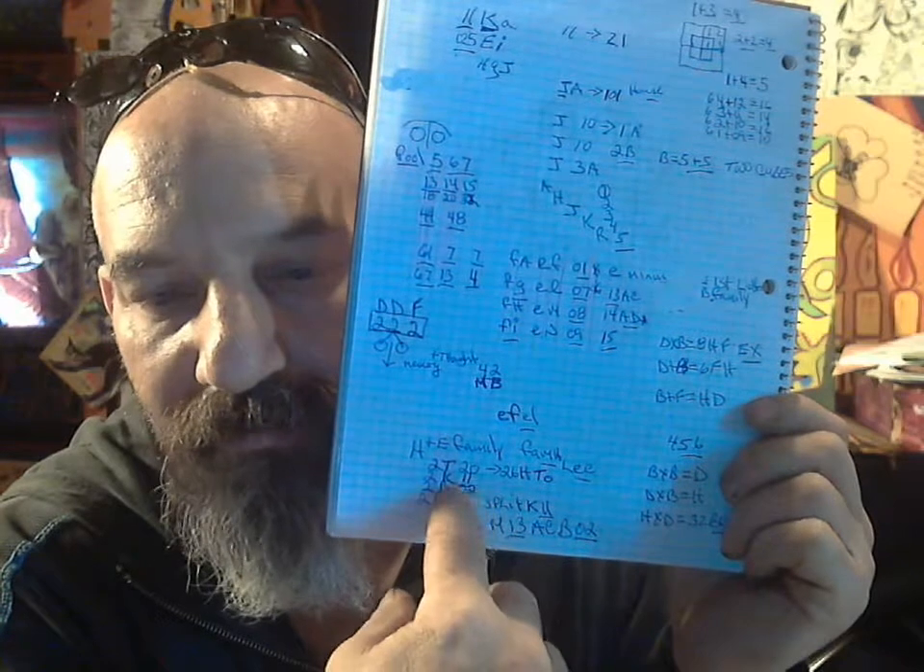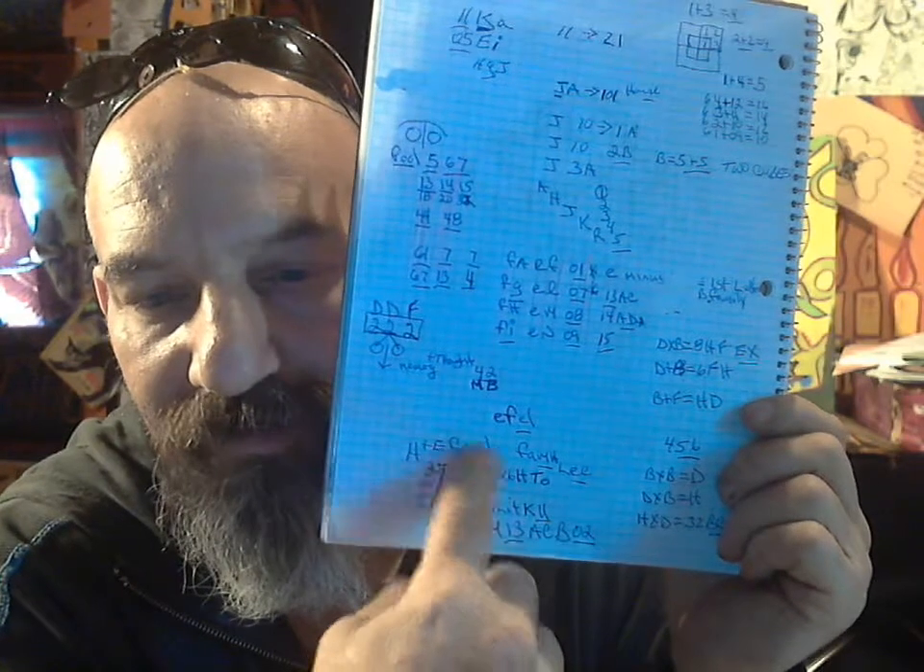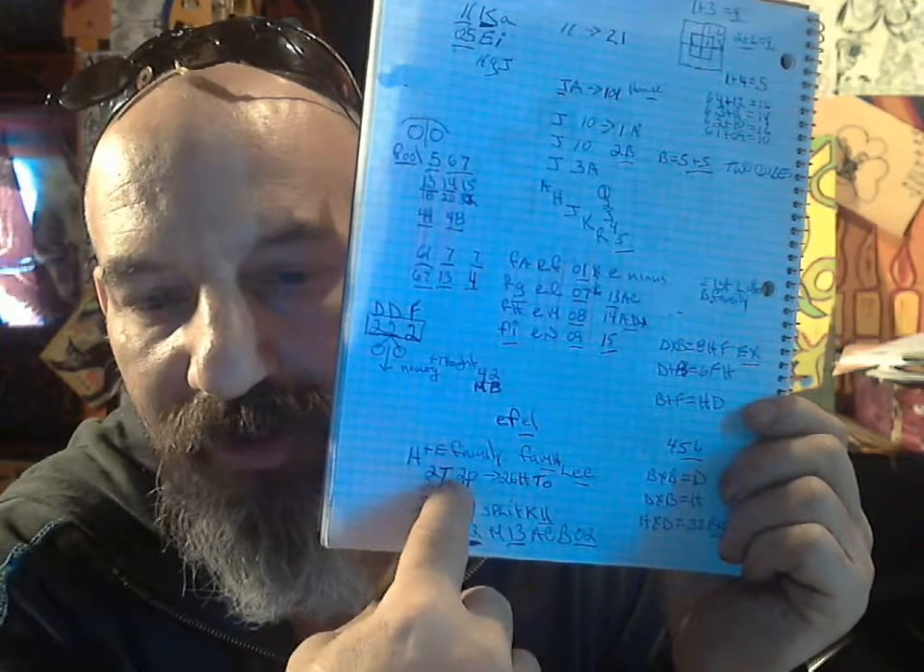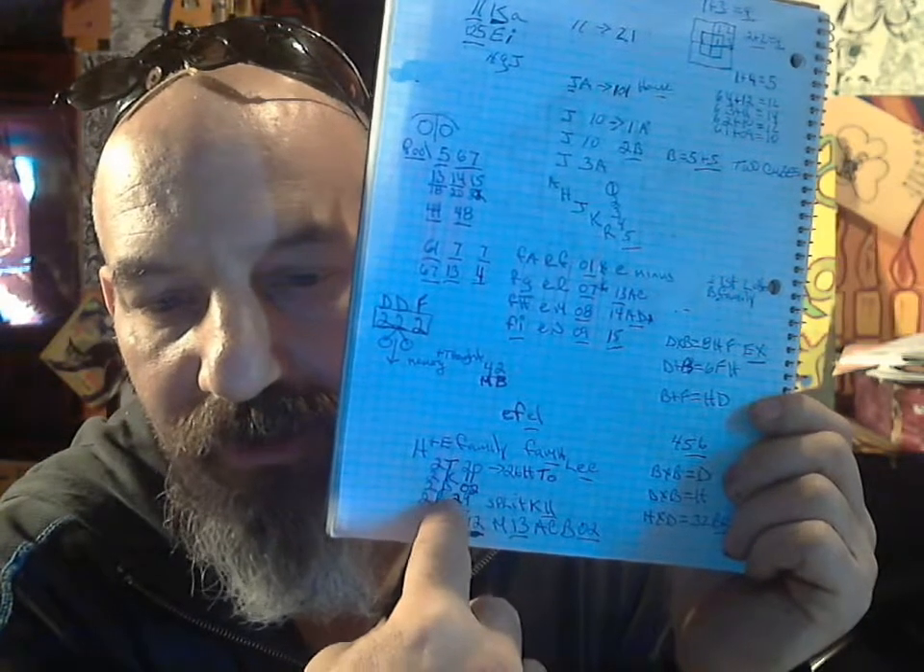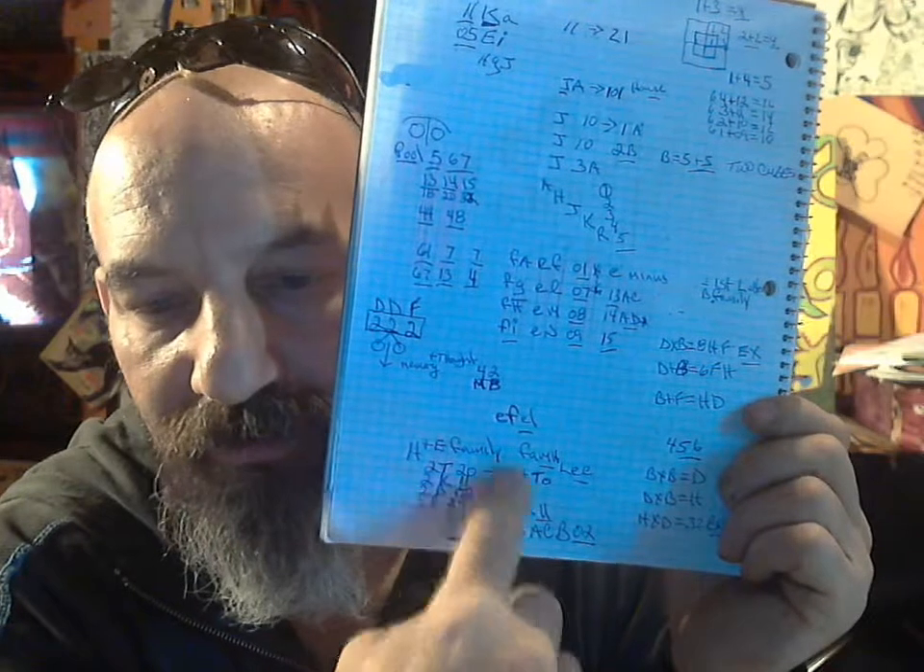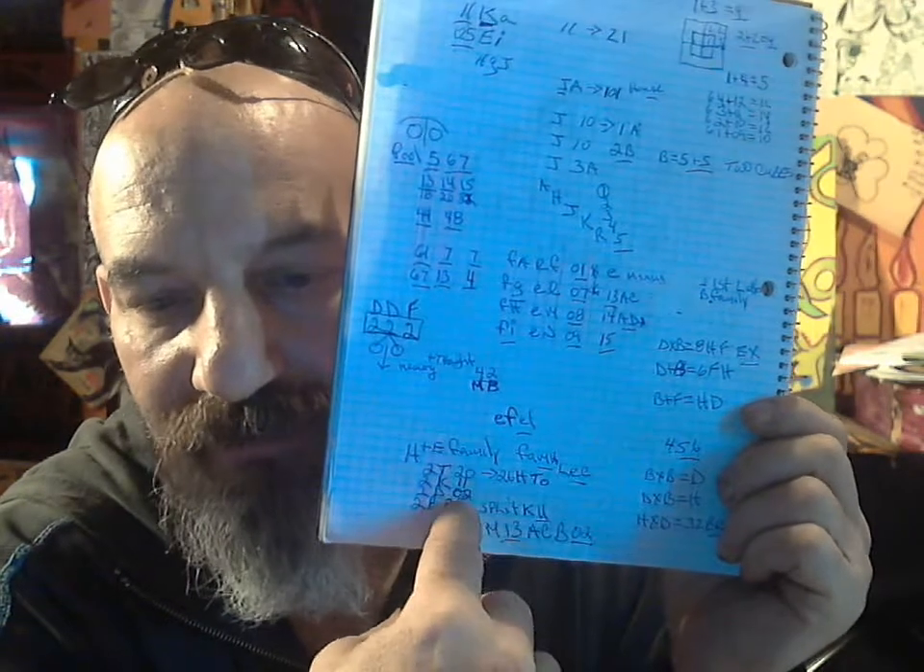29, 31, 41, 42, 52, 62 is the total. 20, 31, 32, 33, 43, 53, 62. The queen, 6 and 2 again, 6 and 2 again, 6 and 2.